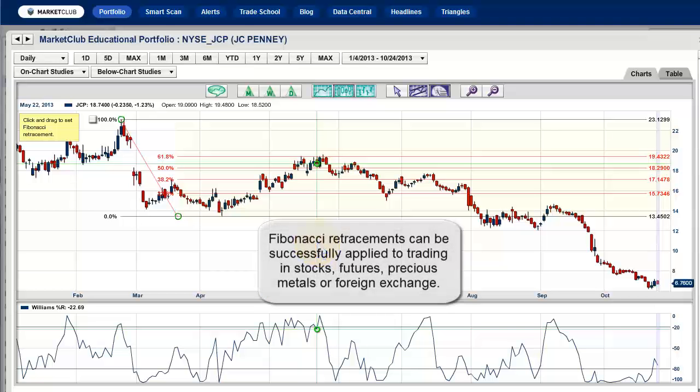You can use this on stocks, futures, precious metals, or foreign exchange. It's not all the time, but it works enough of the time to certainly warrant using this tool in your own trading. Every success in the future.